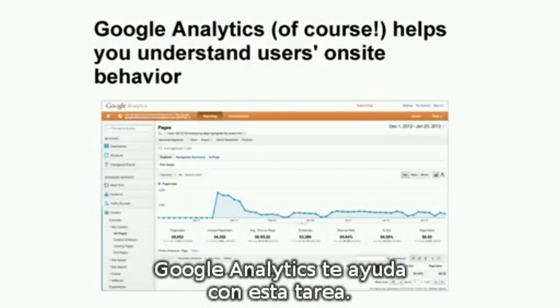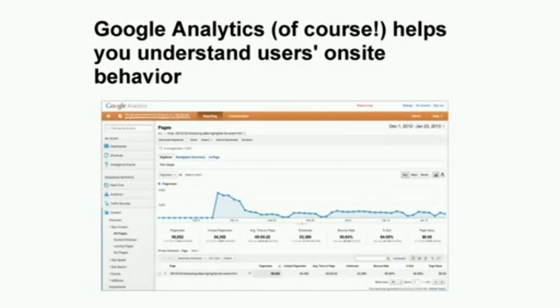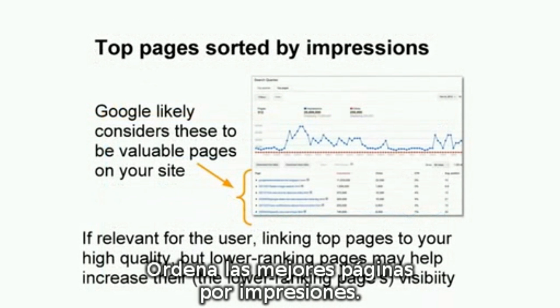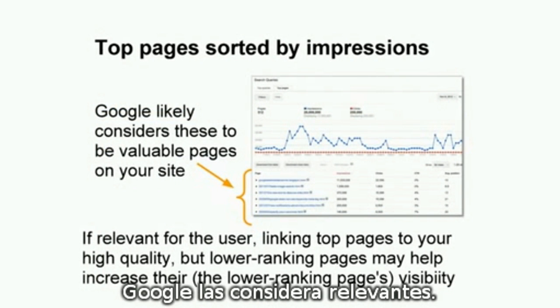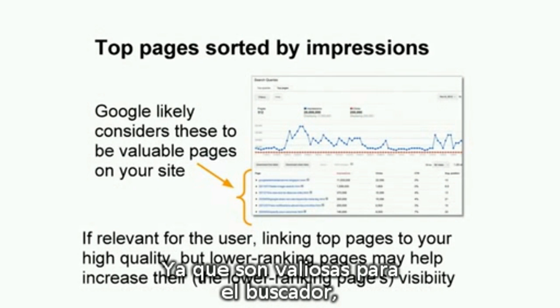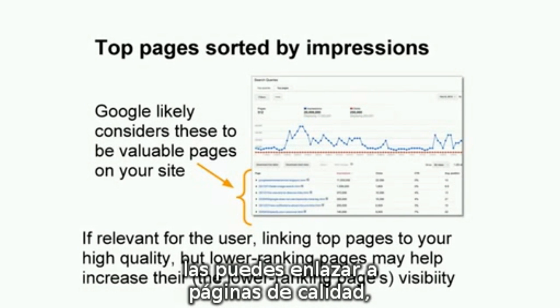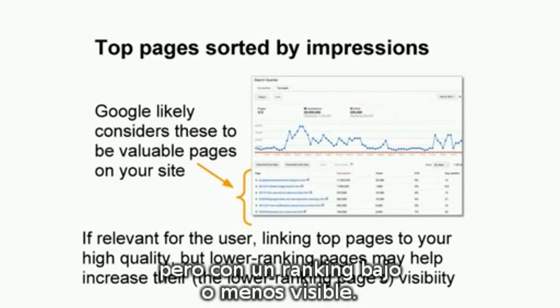You can gain a better sense of what users are doing on these pages through Google Analytics. Next, you can sort top pages by impressions. Because these pages are often shown to users in search results, it's likely that Google considers them relevant pages. Given that these top pages are valuable from a search engine perspective, you can use them to link to your high quality but lower ranking or less featured pages for more visibility for users and search engines.